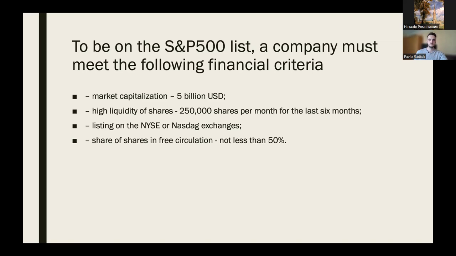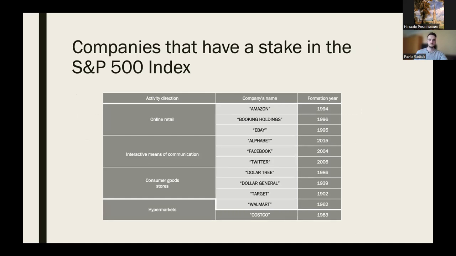Based on the databases, it is necessary to determine how the S&P index will change when the value of a company's share changes. To do this, it is advisable to use a regression equation. Here we have a list of companies that have stakes in the S&P 500 index. We decided to present the companies that we analyzed.